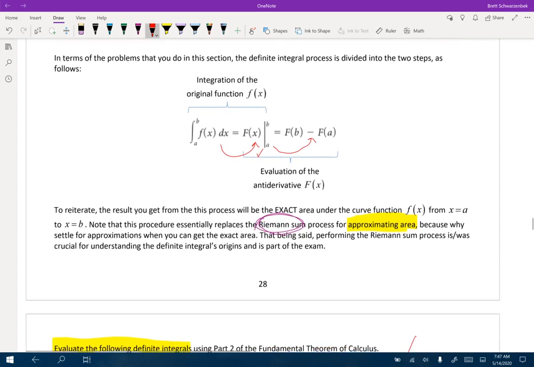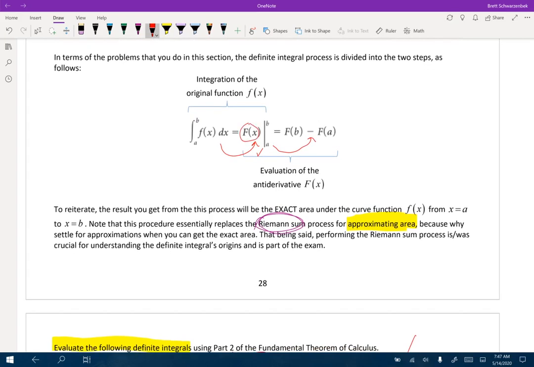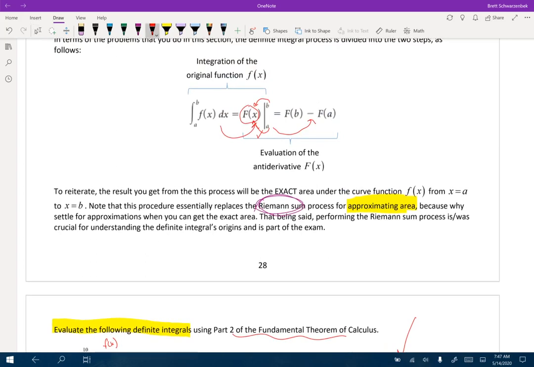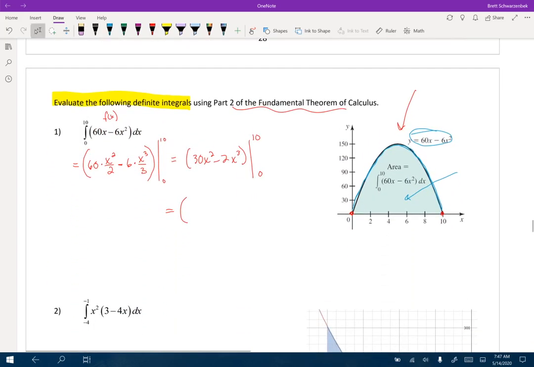It looks like now we're going to plug in b first, then we're going to plug in a, and then we're going to subtract whatever we get. So what does that look like? I'm going to use parentheses here. We first are going to put in b, which is the upper value, and by the way, the largest value. So we're going to do 30 times 10 squared minus 2 times 10 cubed. Then we subtract the same exact scenario, but plugging in 0.